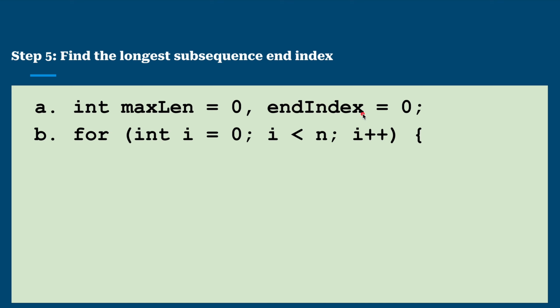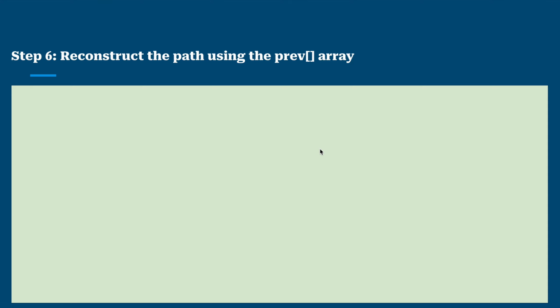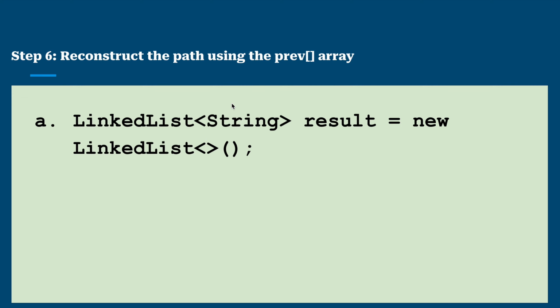How? We go through a for loop, I from 0 to n, and check if dp at I is greater than max length. Then we update max length, and then we update the end index to I. Like this we find the longest subsequence and its end index. After that, we should reconstruct the path using the previous array. So how are we going to reconstruct the path using the previous array? We'll create a linked list.